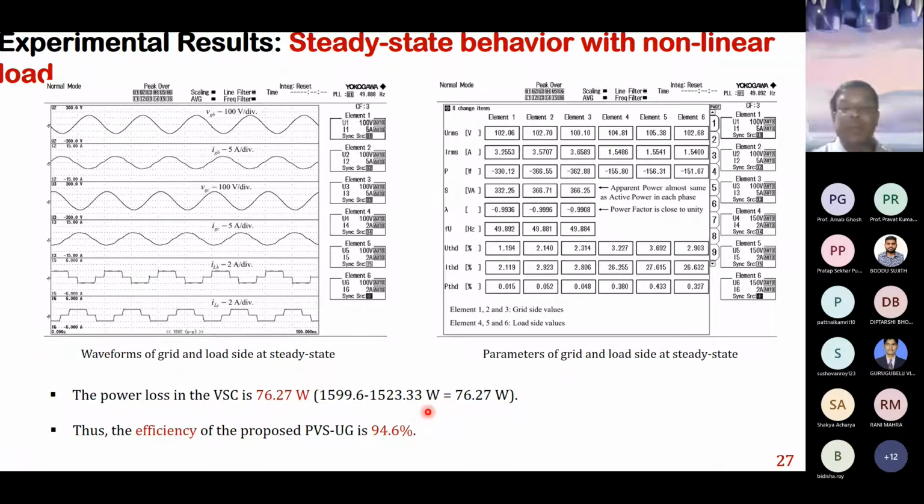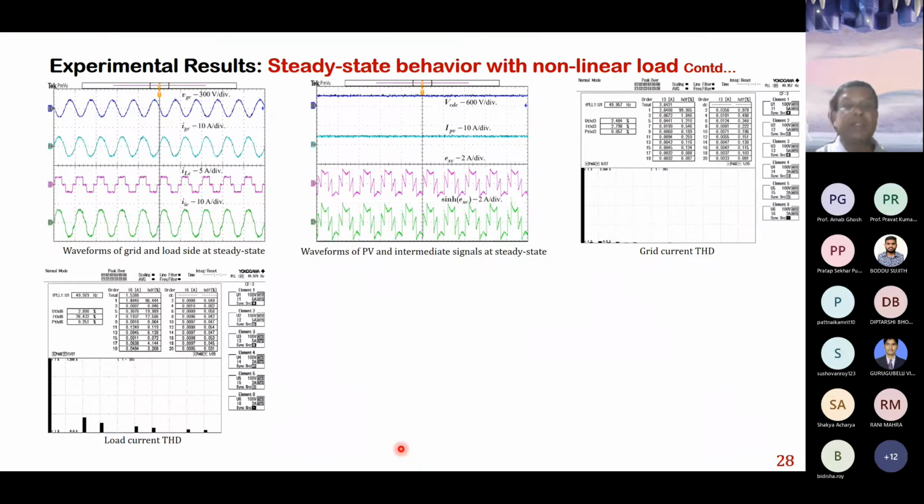So this is being sent to the grid, and this is the power loss, 76.27, and the efficiency of this PV system is 94.6%. We have the power factor close to unity, and the apparent power is almost the same as the active power in each phase. And these are basically the experimental results.